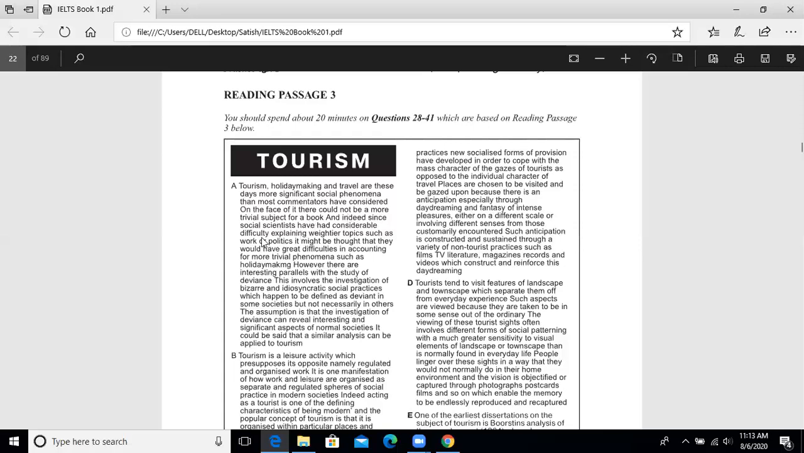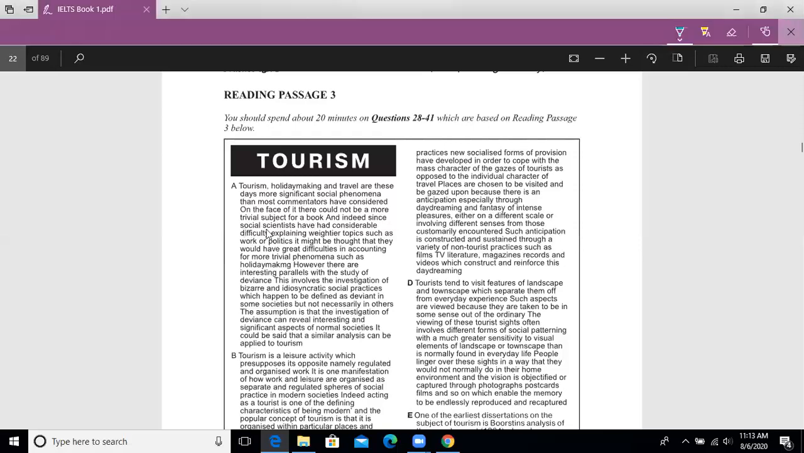And indeed, since social scientists have had considerable difficulty explaining weightier topics such as work or politics, and sometimes people who they are calling social scientists. You see, social scientists means people who have some kind of experience, or who might have done research, maybe a PhD or MPhil on socialism and getting together with other people. So these social scientists sometimes face difficulty explaining other topics. They might not be able to tell you really good things about work. They might not be able to tell you really good things about politics.